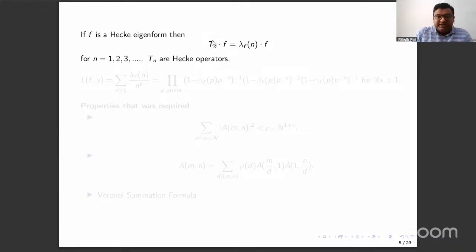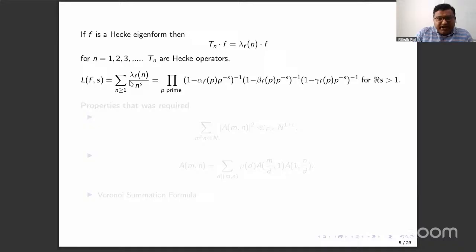First of all, let me be clear that Hecke operators for SL2Z and SL3Z are different, but they are defined quite analogously. And lambda_F(n) are the Hecke eigenvalues, and in these cases they are basically a linear multiple of the Fourier coefficient. So when F is a Hecke eigenform, then we can write its Dirichlet series as an L function.